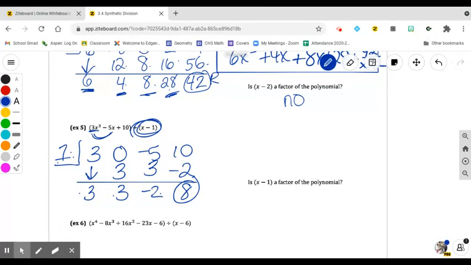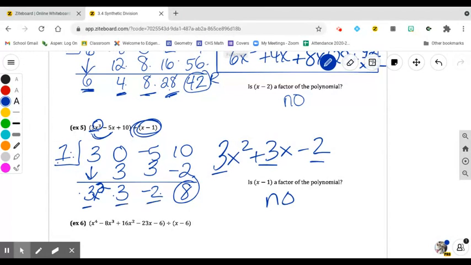Okay, so this one is not a factor also. So now this one started off with x to the third. So now this is going to be 3x squared. Oops. So I'm going to write it over here. 3x squared plus 3x minus 2. And those 3 numbers are coming from here, here, and here. This is the remainder. So it's going to be plus 8 over x minus 1.